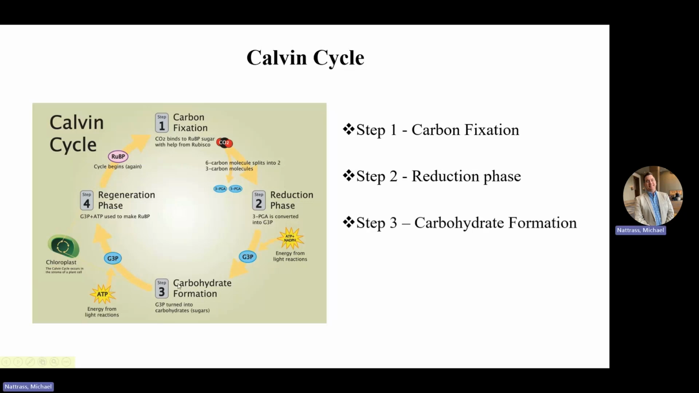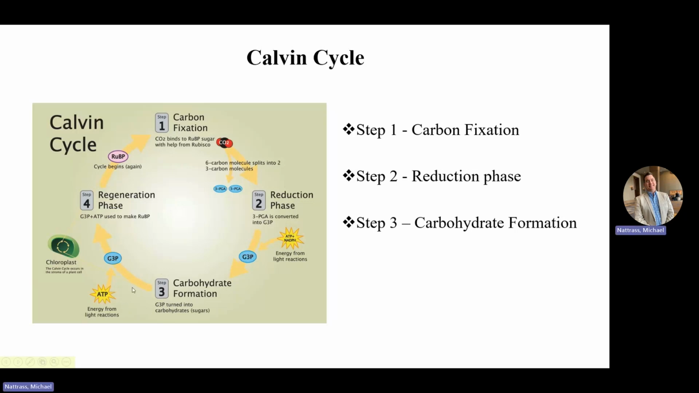Next, that G3P will be turned into the carbohydrate. So this is one of the most important molecules or compounds that come out of this Calvin cycle. And so when we think about carbohydrate formation, naturally we're going to think about glucose. But we can take that glucose and bind it with other sugars in order to form fructose or sucrose and other carbohydrate type compounds. But this G3P is what's going to be important.